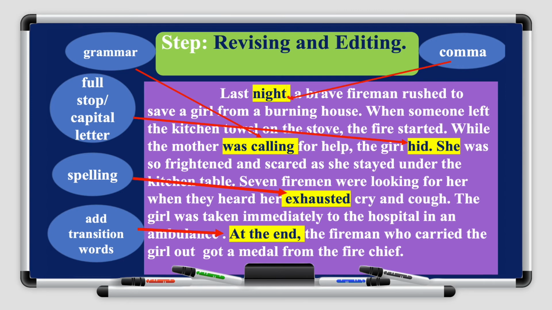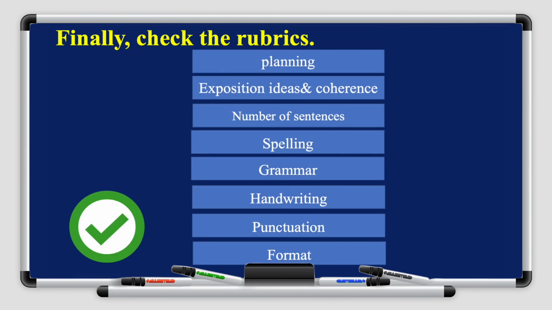Seven firemen were looking for her when they heard her exhausted cry and cough. Here, "exhausted" is a spelling mistake. So here we need to correct our spelling into "exhausted." And finally here we have to add a transition word. Remember, when we want to end our paragraph and we want it to be more coherent, we need to add a transition word or a sequence word. Here we can use "At the end," comma, the fireman who carried the girl out got a medal from the fire chief. So now it's time to finally check our paragraph for the rubrics.